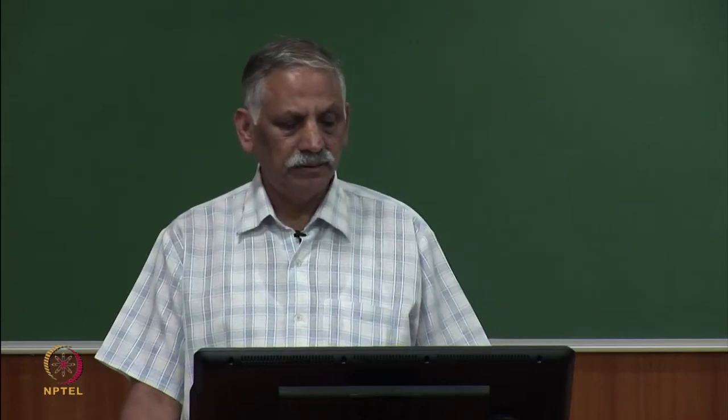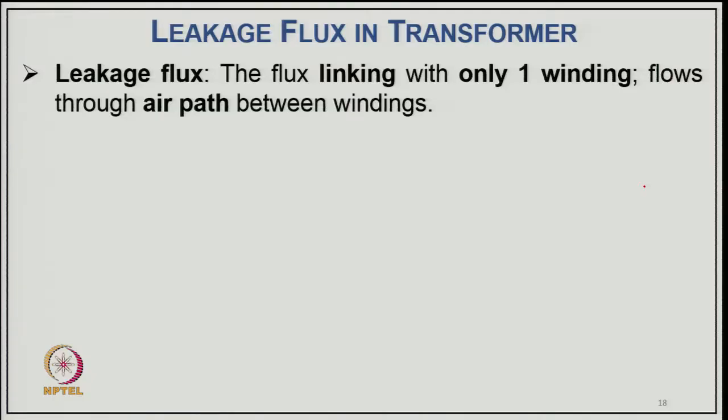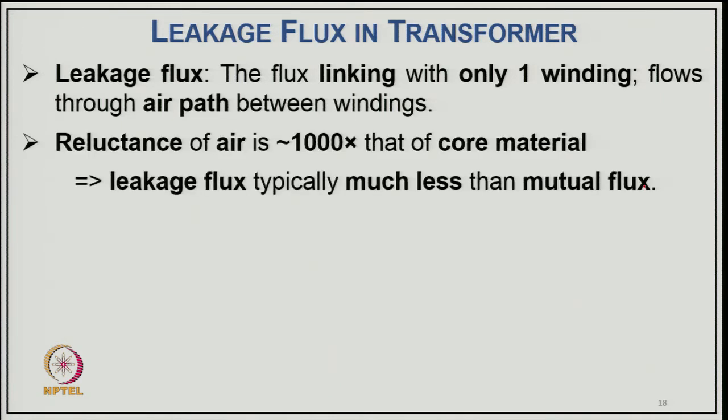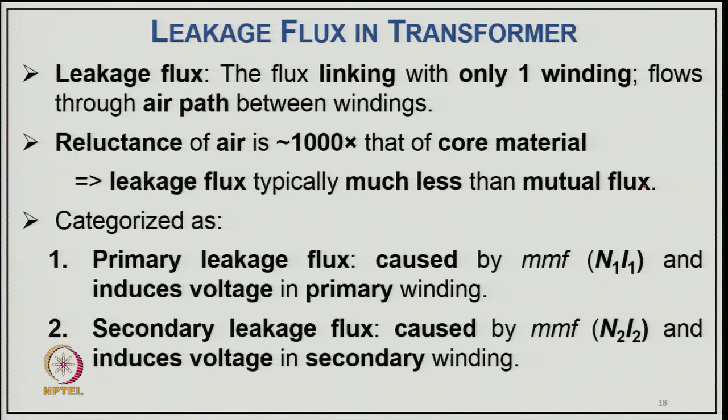So, we have a leakage flux, the flux linking with only one winding, which flows through the air path between the windings. The reluctance of air is around 1000 times that of the core material. So, leakage flux will typically be much less than the mutual flux, and it is categorized as primary leakage flux, caused by primary MMF and inducing voltage in the primary winding, and secondary leakage flux, caused by MMF N2 I2 and inducing voltage in the secondary winding.